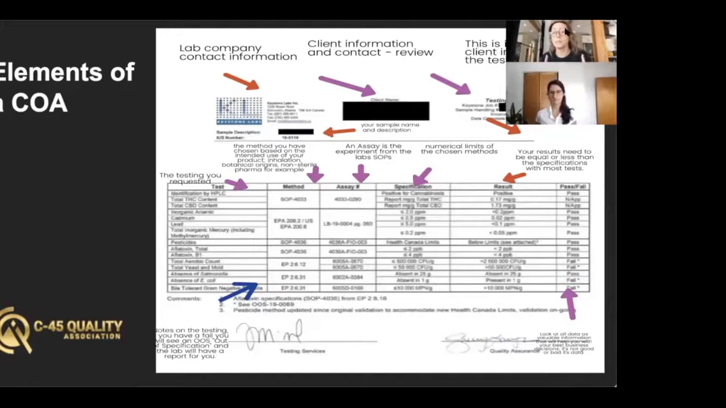It might say below the limits, like this report in the case of pesticides, it says below the limits, but then there's another attached document that will list every individual pesticide, all 96 of them. And then at the bottom, you want to make sure that it was signed by a qualified person.